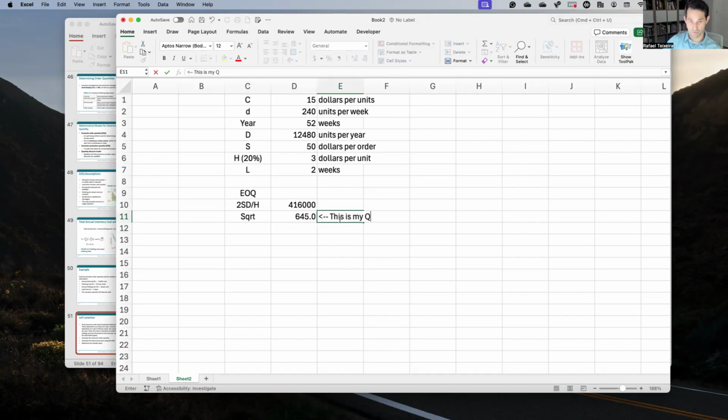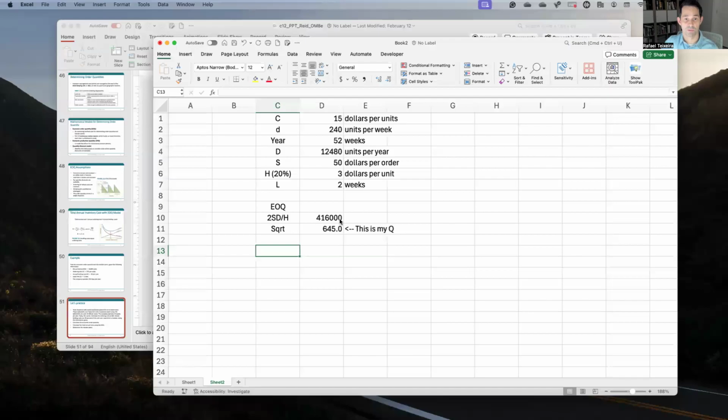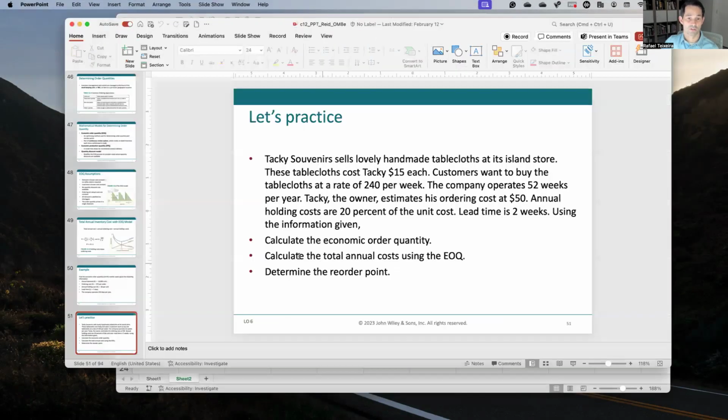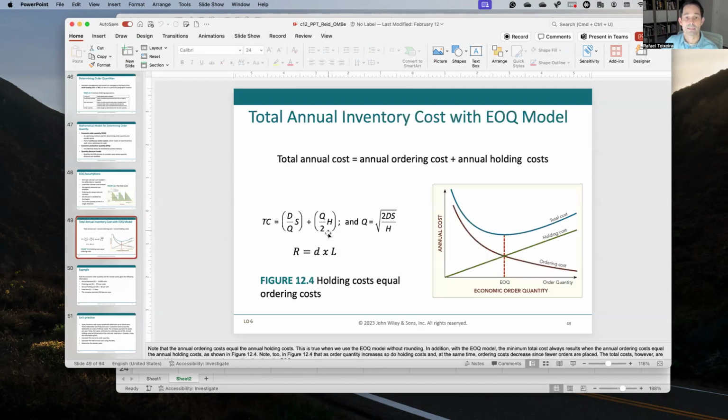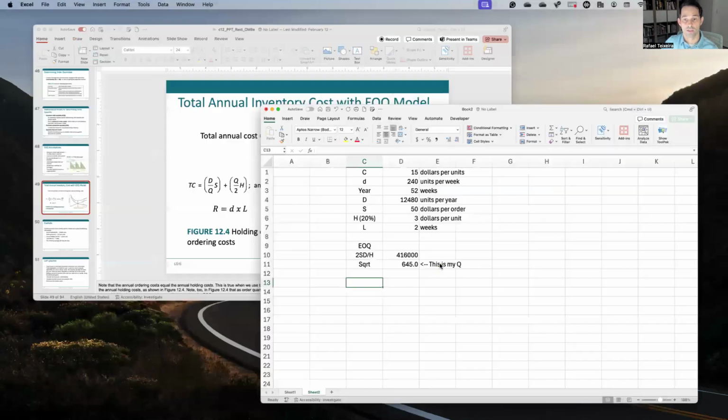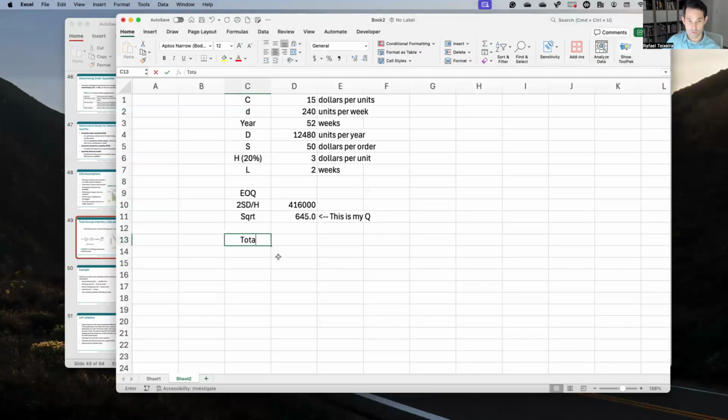This is my Q, my optimal order quantity. I explained before. I'm not going to explain again. Calculate the total annual cost. Let's go back to here. This is the total annual cost: the cost to place orders and the cost of holding units. So let's compute the total order cost first.